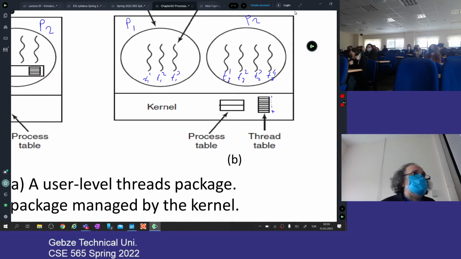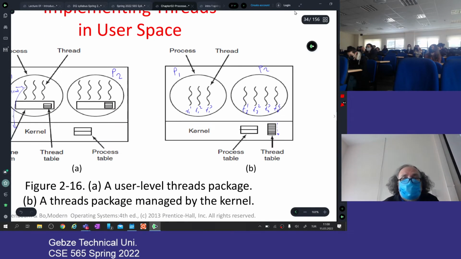And let's say I have 10 processors on my system, 10 CPUs, 10 cores. Kernel knows that there are 7 threads running, and the kernel can assign these threads to the available CPUs, okay? So these kinds of advantages are valid for this approach, kernel level implementation of the threads. But what is the disadvantage of this picture?